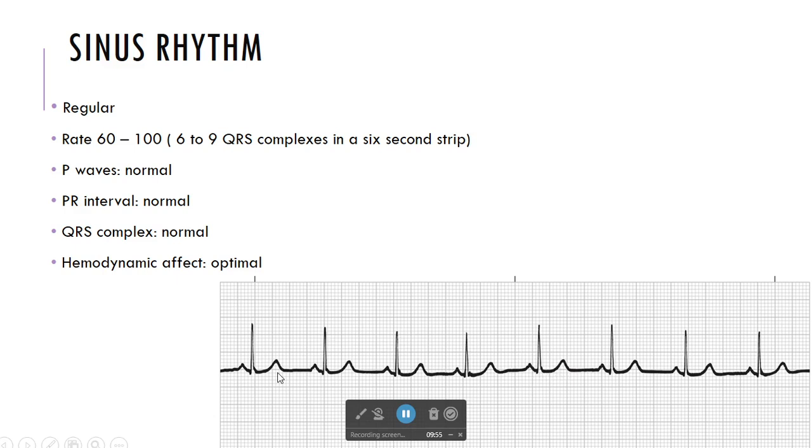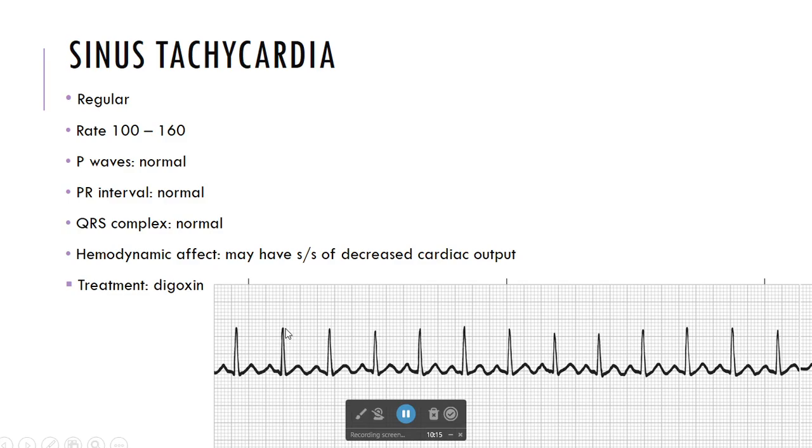So let's count a PR interval for this one. 1, 2, 3, 4, and then 1 here. So my QRS is 0.08. My PR interval is 0.16. So what is that? Sinus tachycardia.